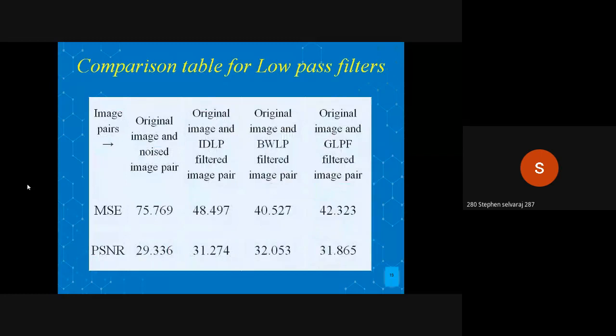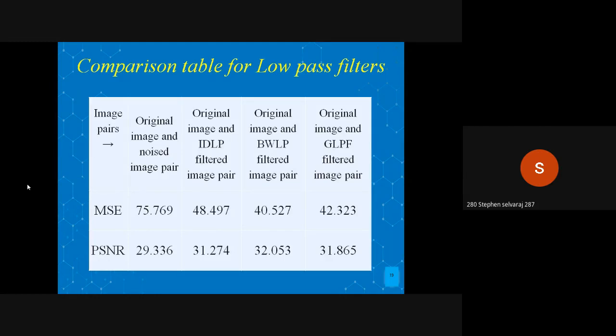Following is a comparison table. In the second column, we have taken the MSE and PSNR values of the noise-added image with respect to the original image, and we can see that its MSE value is very large compared to the MSE values of all the low pass filters, which proves that the low pass filtering works successfully. Two points are to be noted, and they are very important: the lower the MSE value, the better the quality of the image, and the higher the PSNR value, the better the quality of the image.